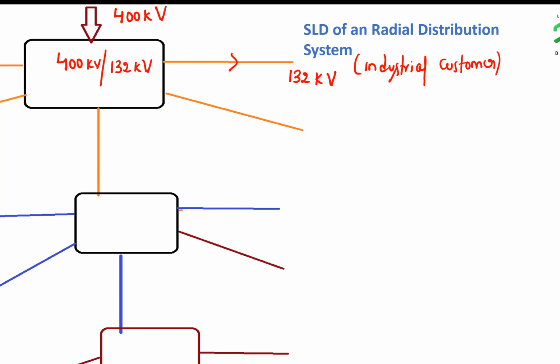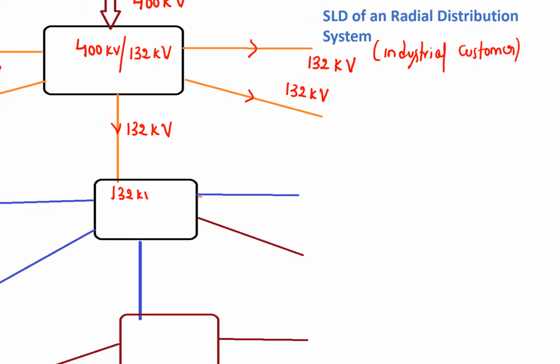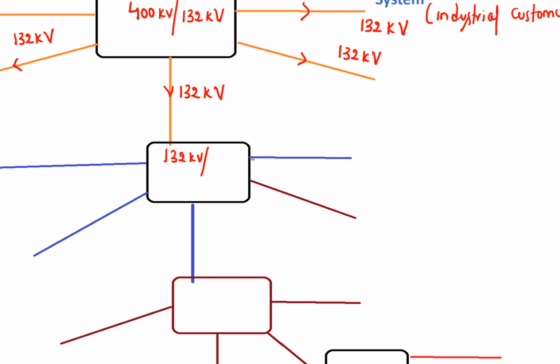So like this, different 132 kV feeders are going to different locations of the city. So within the city, again there will be substations which will step down this 132 kV voltage. This is a substation within the city which steps down 132 kV to 33 kV. Okay, again these 33 kV feeders will go to different strategic locations in that particular area.